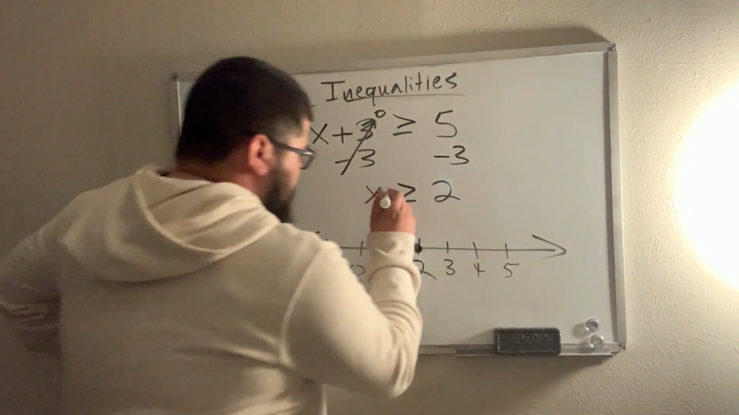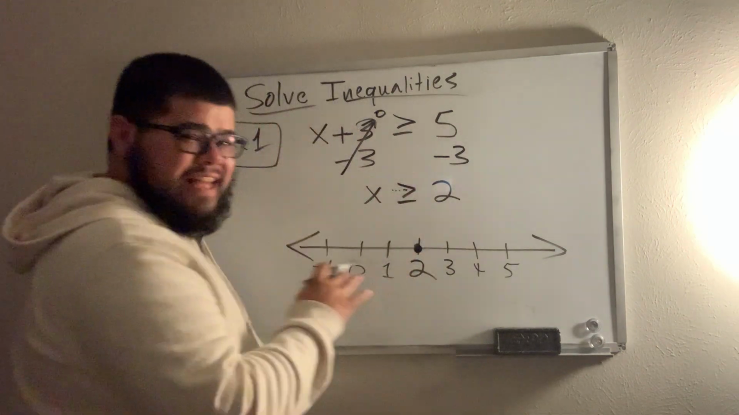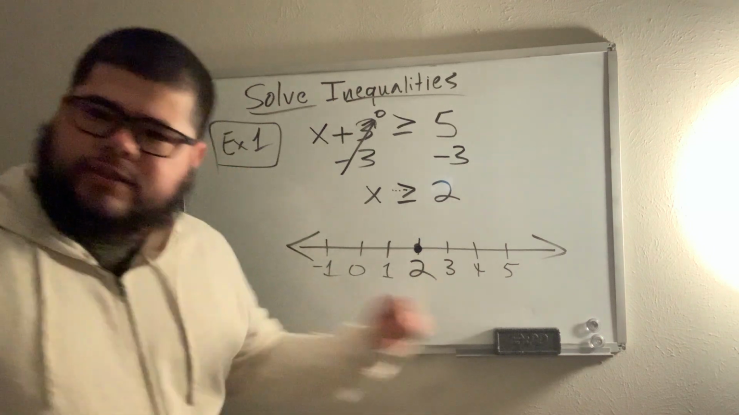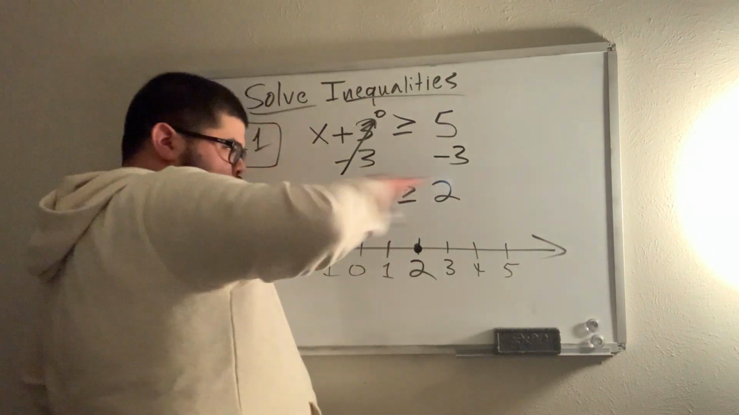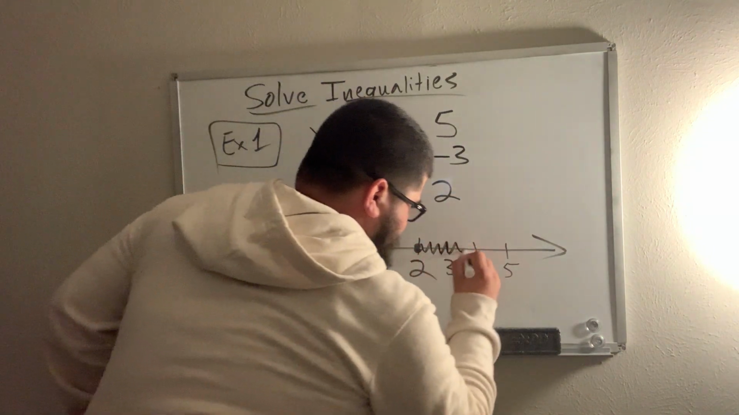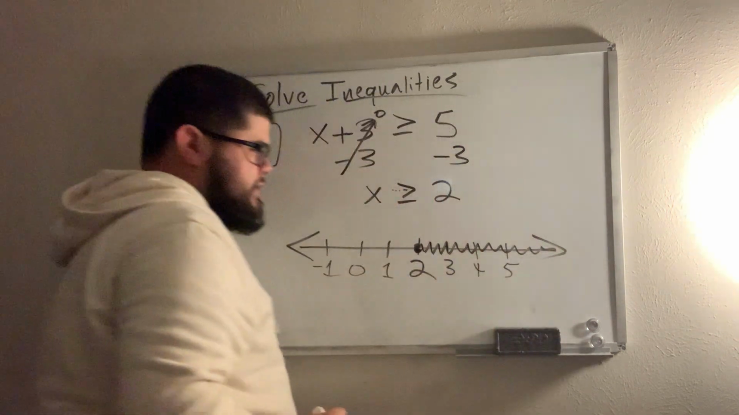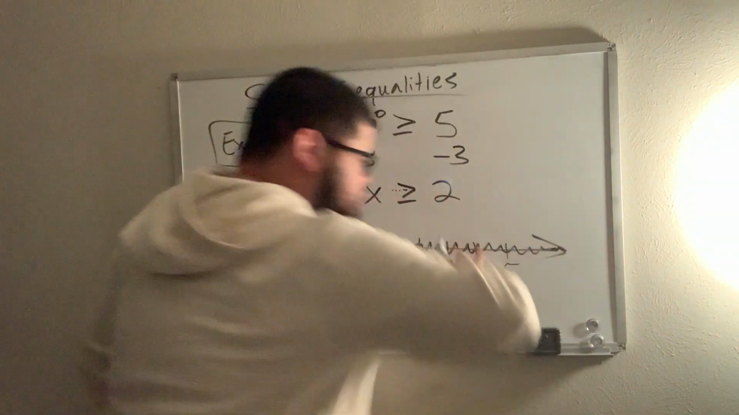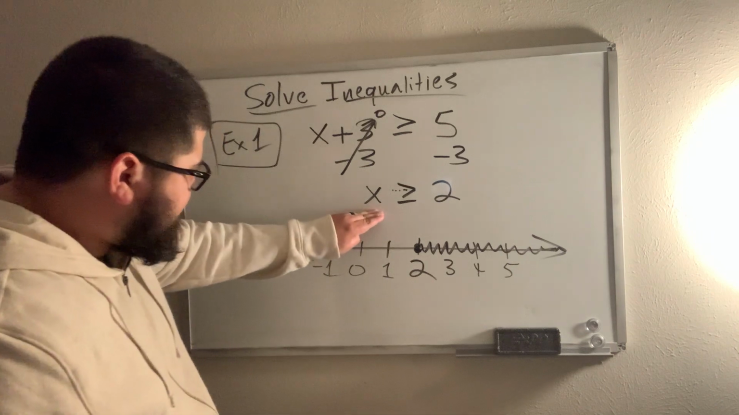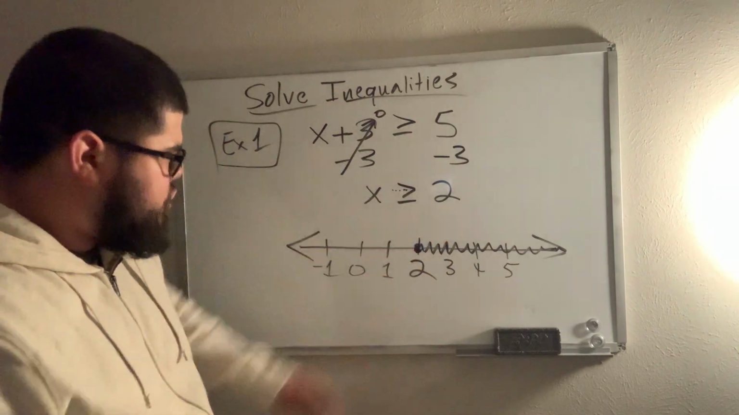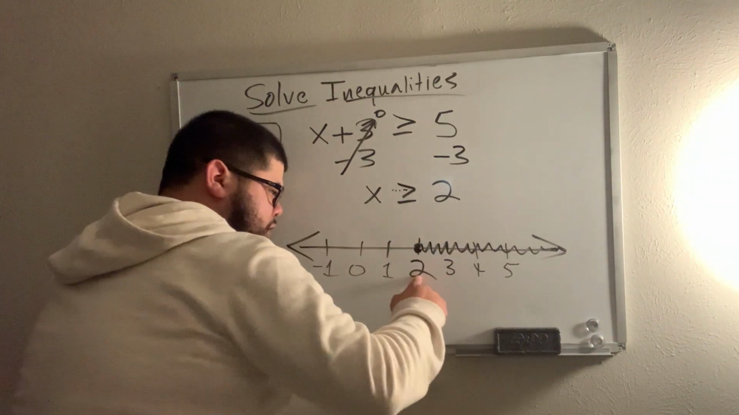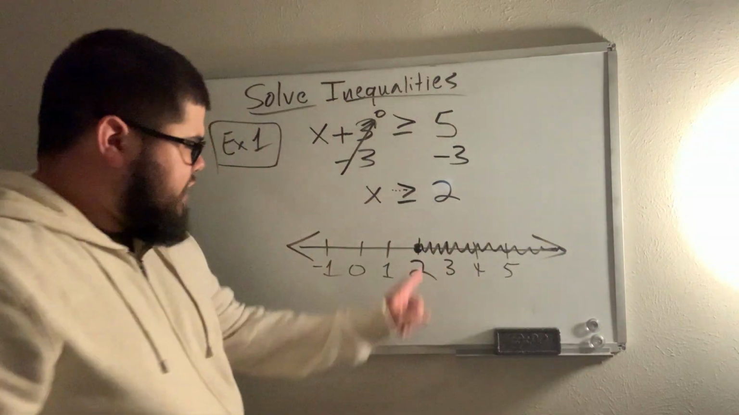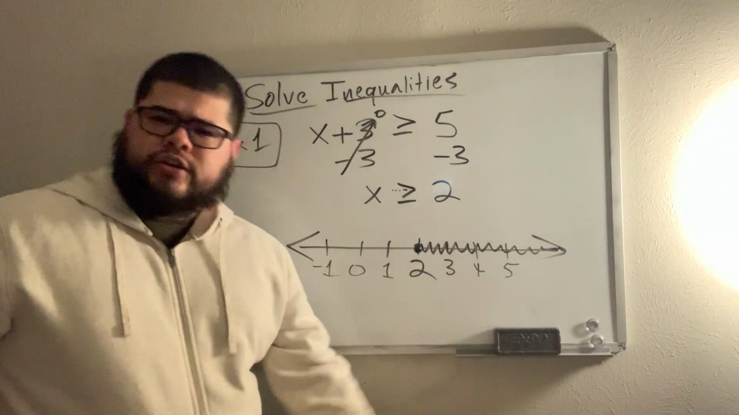Now, which way is our arrow pointing? Remember, we can use that kind of thinking to help us graph this. It is pointing to the right. Therefore, we're going to shade to the right. We're going to shade. That means it continues on forever. Remember, this is X. Is everything that is greater than or equal to 2. Everything greater than or equal to 2 is in that direction and on the 2 itself. And so we are done here.